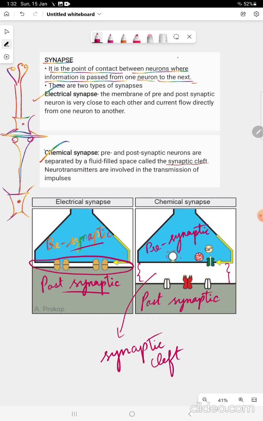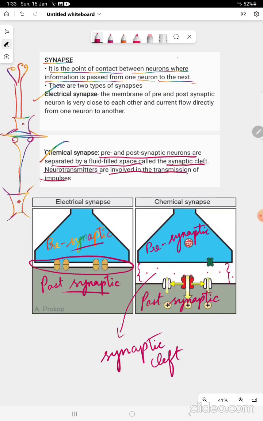So what is the chemical synapse? The pre and postsynaptic neurons are separated by a fluid-filled space called the synaptic cleft. Neurotransmitters are involved in the transmission of impulses. As the space is so large, these neurotransmitters help in the conversion of electric impulse to chemicals, and these chemicals get attached to the receptors of the postsynaptic region.